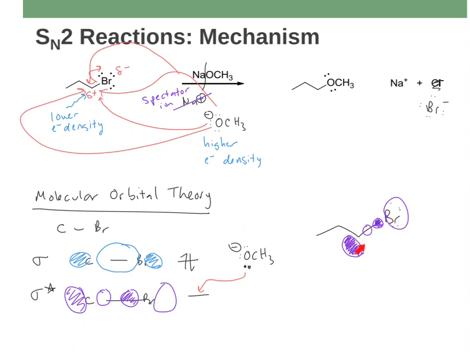But what you see is that the other lobe of this sigma star is right here where there's nothing. In this case, there happen to be two H's nearby, but they're not really in the way. There's an H coming out, an H going back, but they're not really in the way there. And so what that means is that this OCH3, or any nucleophile, is always going to be able to attack that carbon-bromine bond from what we call the back side. This is what we call the backside attack.